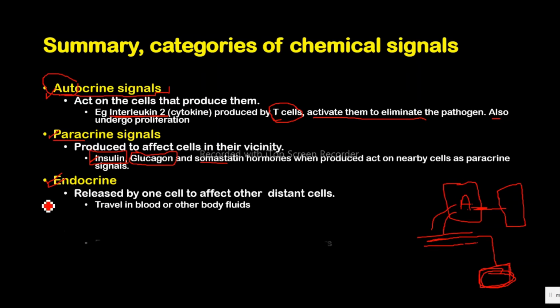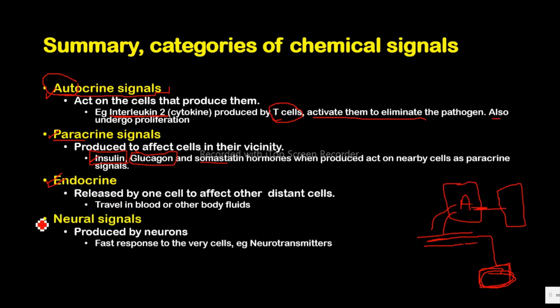Then another class of signaling is the neurosignals. These are produced by the neurons and they impact the very neurons that produce them. They have their effect on those neurons. In other words, they also work in that vicinity, and they bring about a response in the very cells that produce them. An example is neurotransmitters such as acetylcholine.